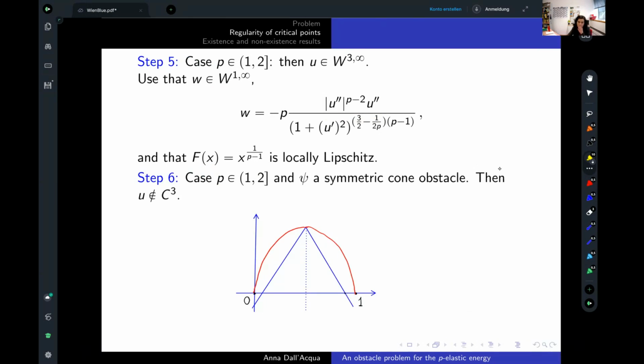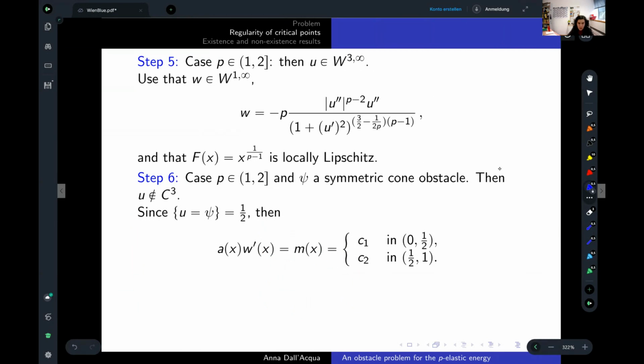And why are we not C3? This we can show taking the special case of a symmetric cone obstacle. So this is our cone obstacle, that is an obstacle of two straight lines joined at the tip, at the point 1/2, that's why it's symmetric. And then in this case, we can show that a critical point cannot be C3, again from looking at the Euler-Lagrange equation.